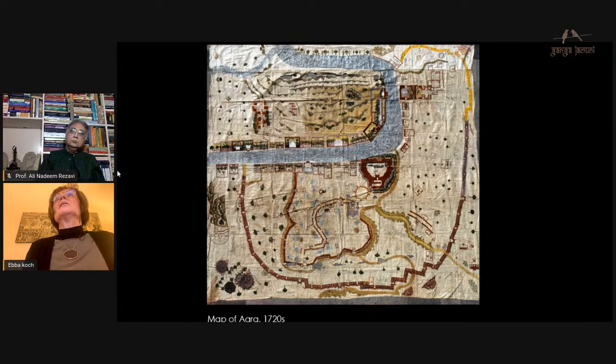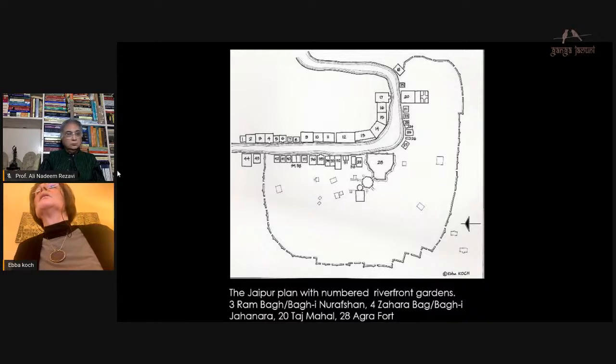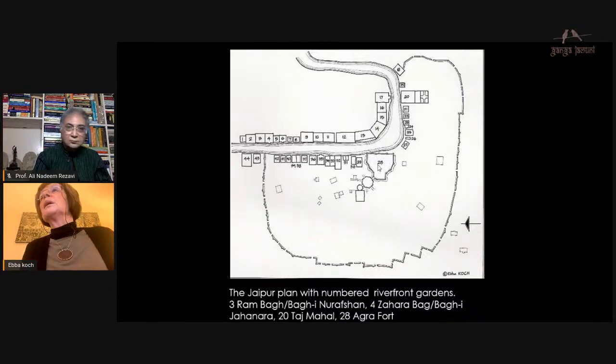And this reconstruction, can we have the next slide? So you see here the numbering of the gardens. The numbers are my own. The Garden of Jahanara is number 4, which I hope you can see here. And the Red Fort is 28, and the Taj, I think, is 20. I think I should make this a little bigger, so I can also see it better.